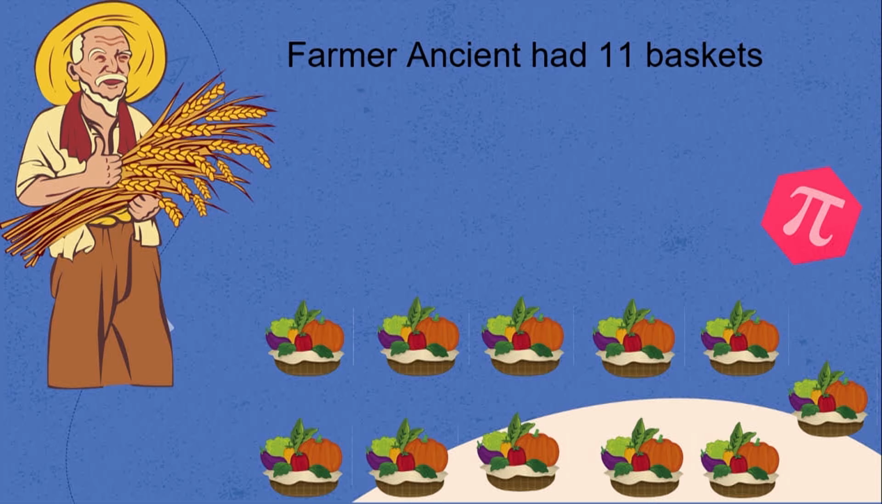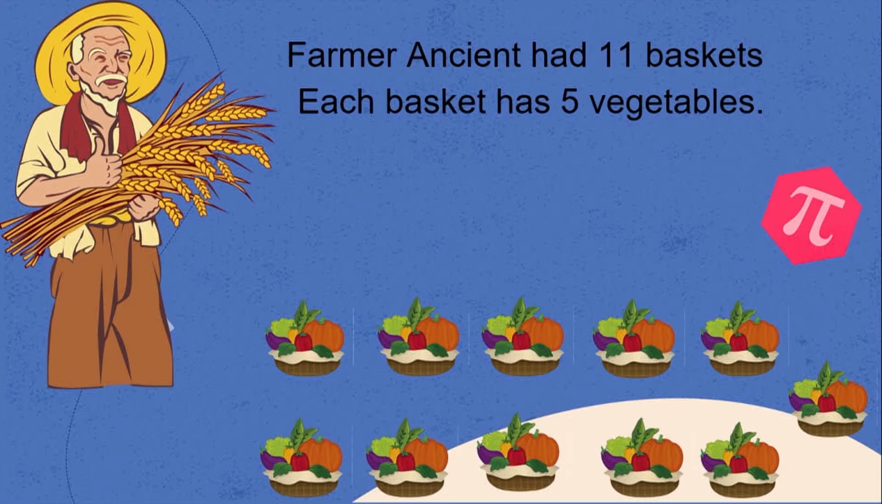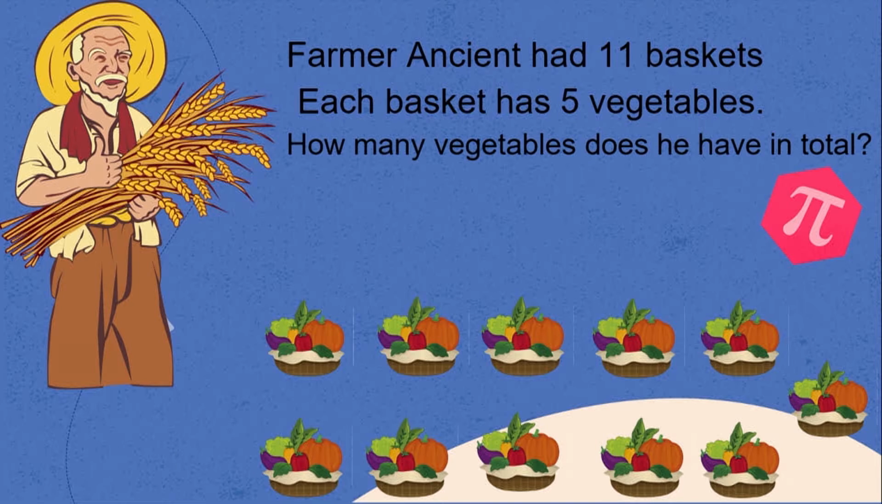Can we count how many vegetables there are in each basket? Very good. We have 5. So let's read further. Each basket has 5 vegetables. How many vegetables does he have in total? How will we go about getting this answer?